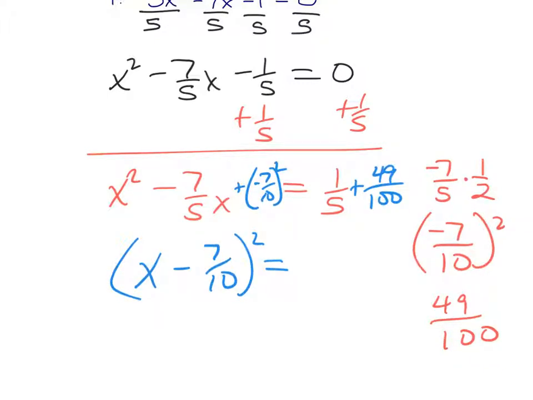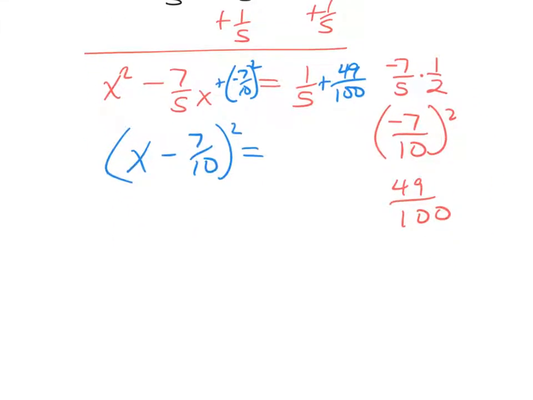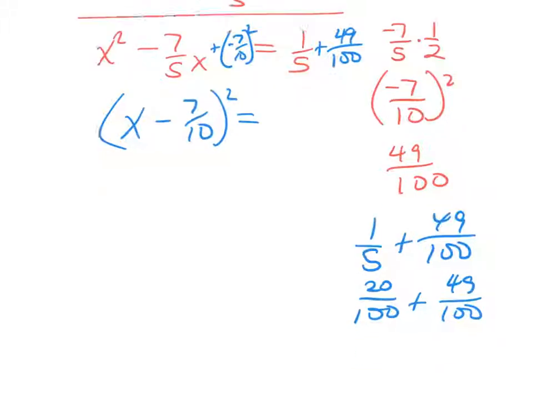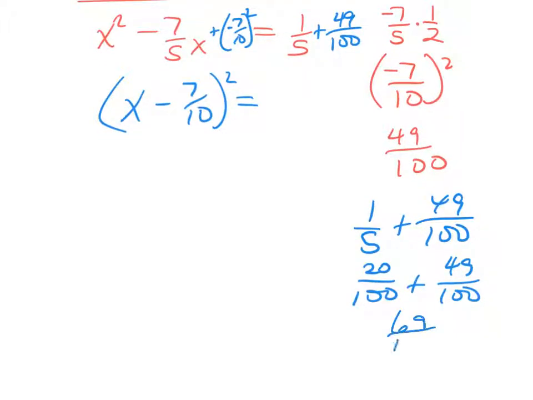I need to find a common denominator between 5 and 100. And that's going to be 100. So my new fraction here is going to be 20/100. So now this becomes 69/100.